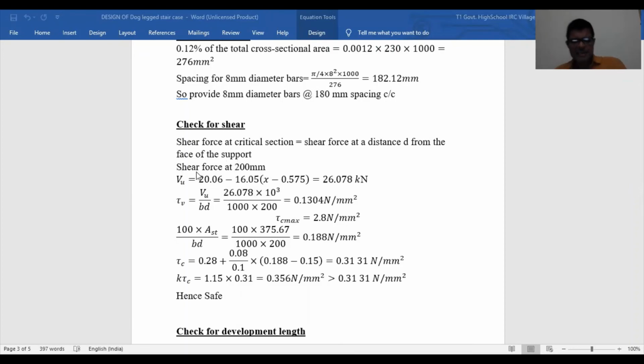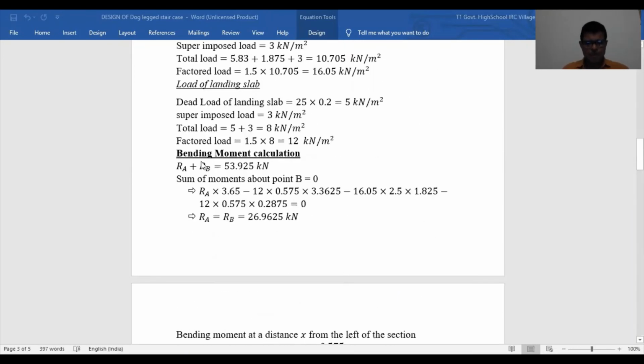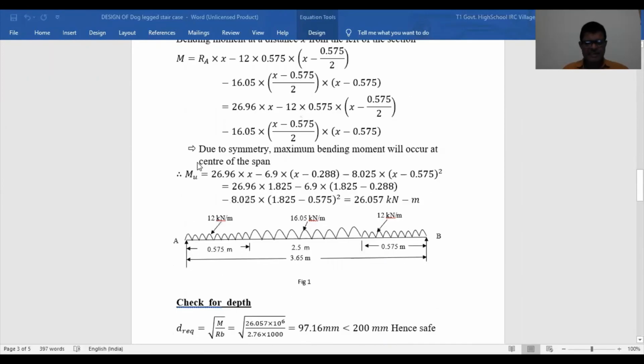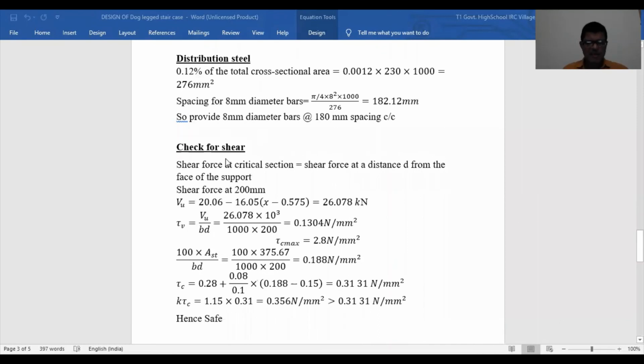If the time is very less, you can take directly 20.06. Calculation details: you find out this maximum shear reaction was 26.96. There is some error here; it is 26.96, please change it. So either you calculate this value, or you can take the maximum value 26.96 and calculate b into d, and then find the percentage of steel.